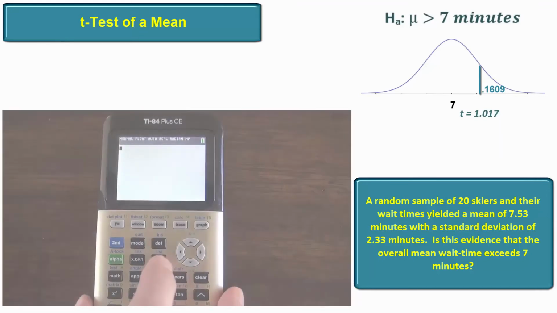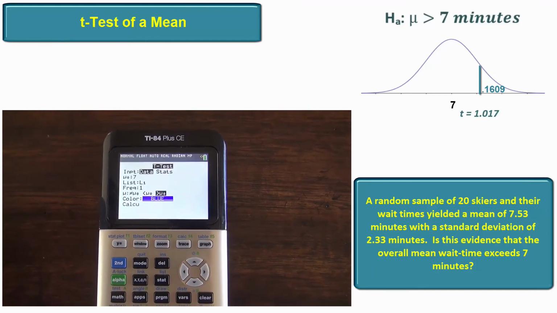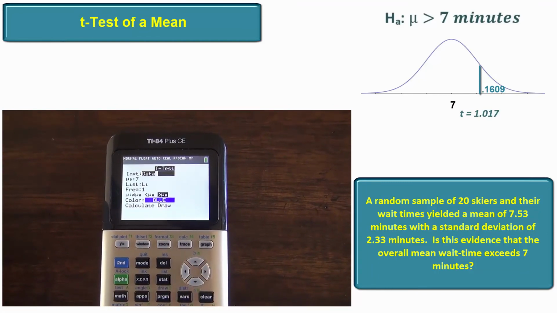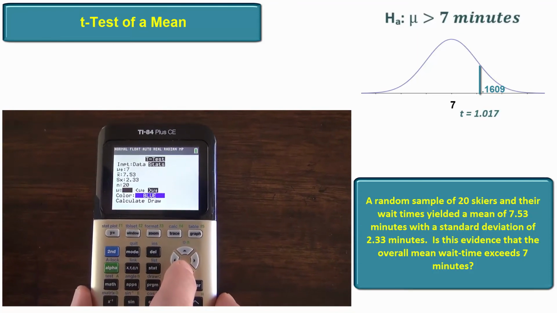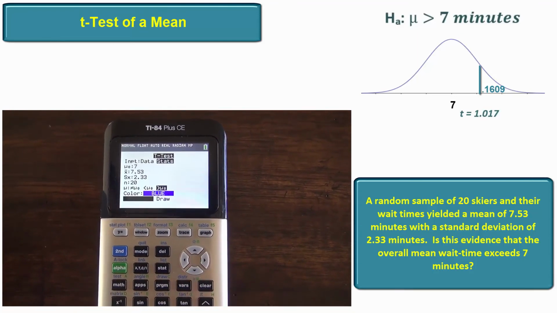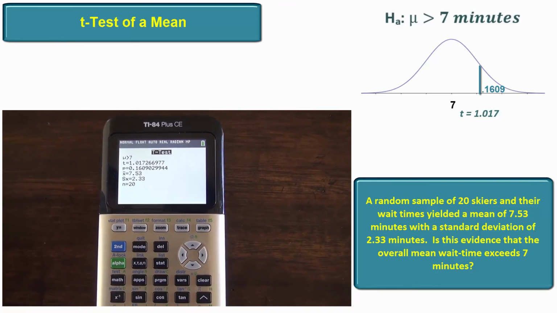The final way to calculate p-value and get a test statistic is to run a t-test on the calculator. Hit stat, go to test, choose option 2, tell it you have stats, and type in what we know and that the alternative hypothesis needs to be mu greater than 7. We get the same p-value of 0.1609, and we fail to reject the null.